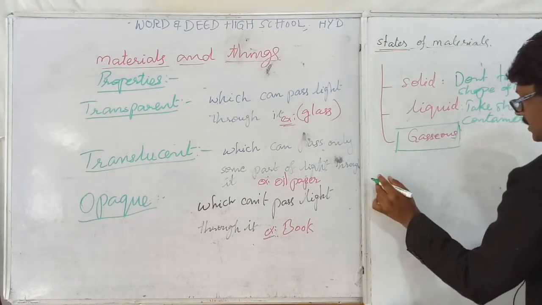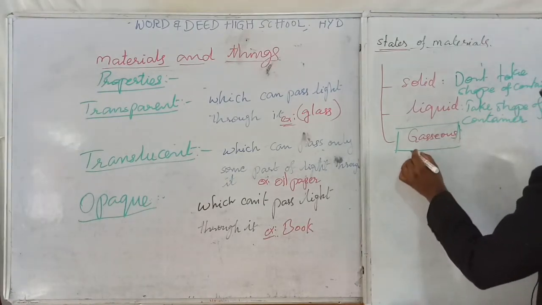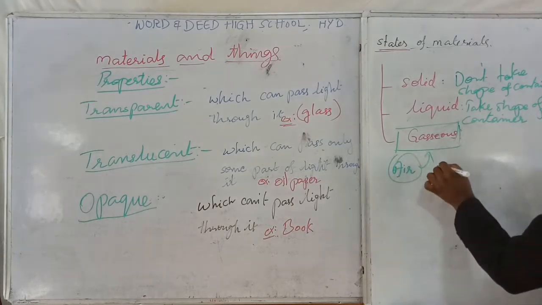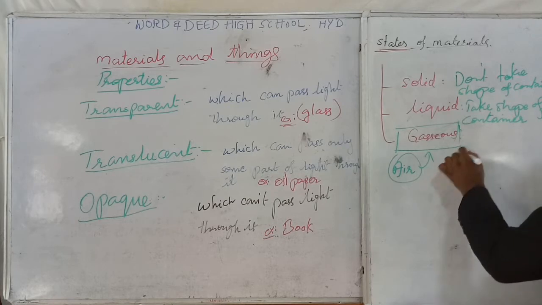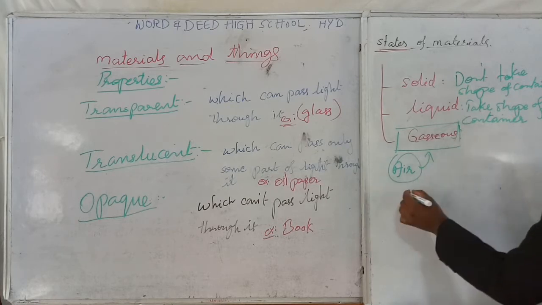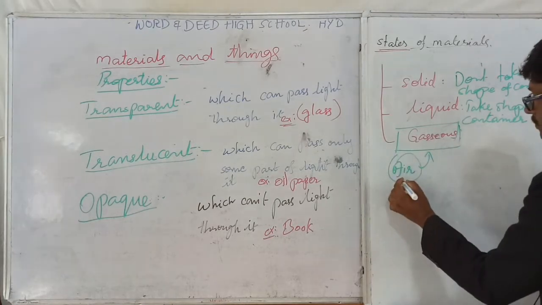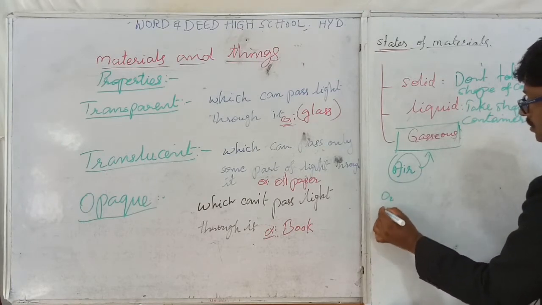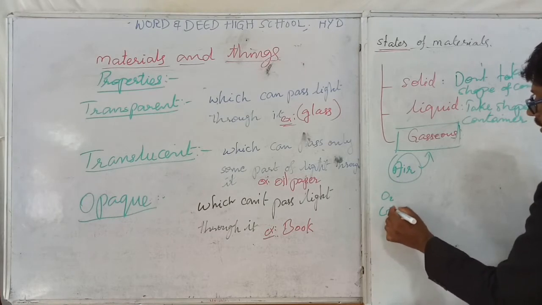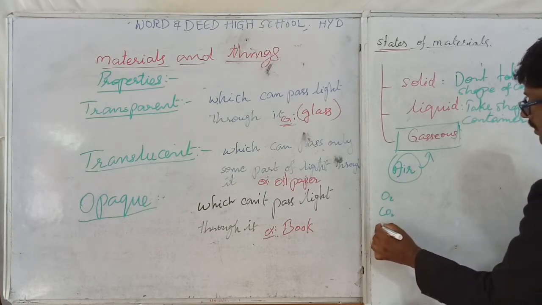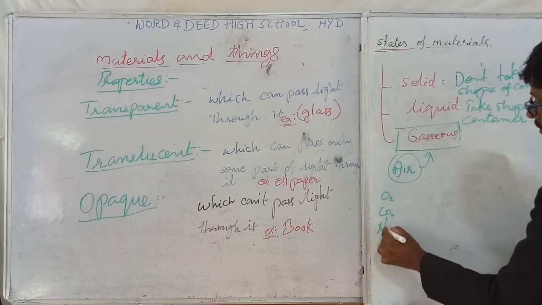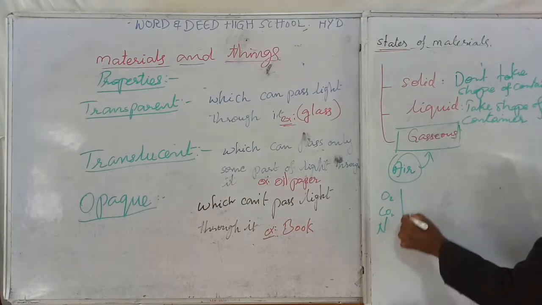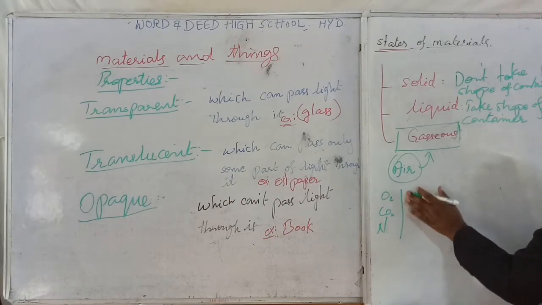Can you see some of the gases? Can you see the gas? No. Air is a mixture of gases. You cannot see it. See, what are the components of air? You take oxygen, carbon dioxide, nitrogen, and water vapor.